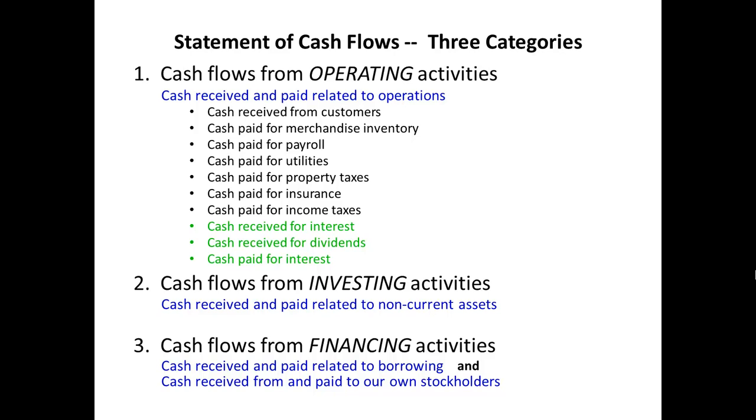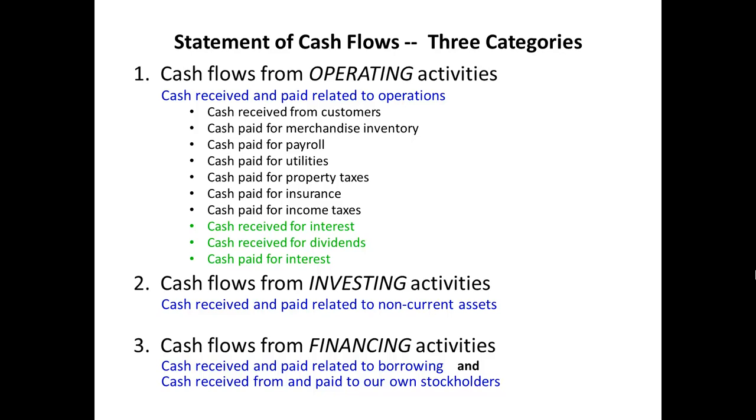FASB acknowledged these arguments, but FASB also wanted the statement of cash flows to show as clearly as possible the differences between accrual and cash basis accounting. The most effective way to do this was to bring cash flows from operating activities as close to net income as possible. Since interest revenue, dividend revenue, and interest expense are all included in net income, FASB decided that the cash flows associated with these items should be listed in the operating activity section.